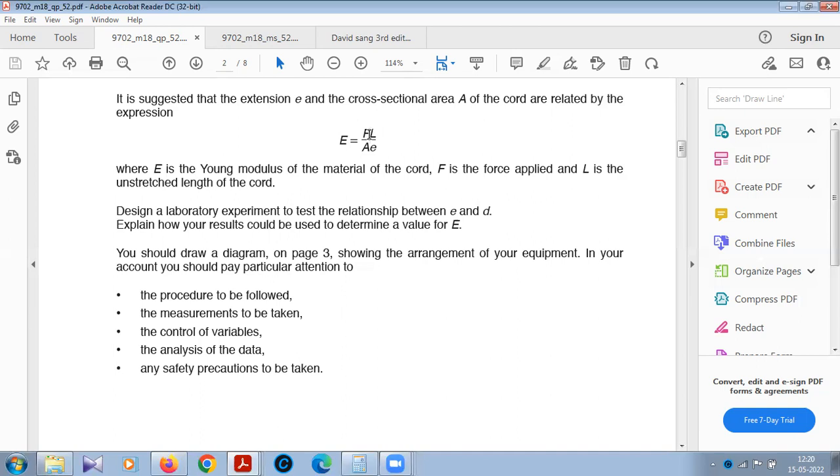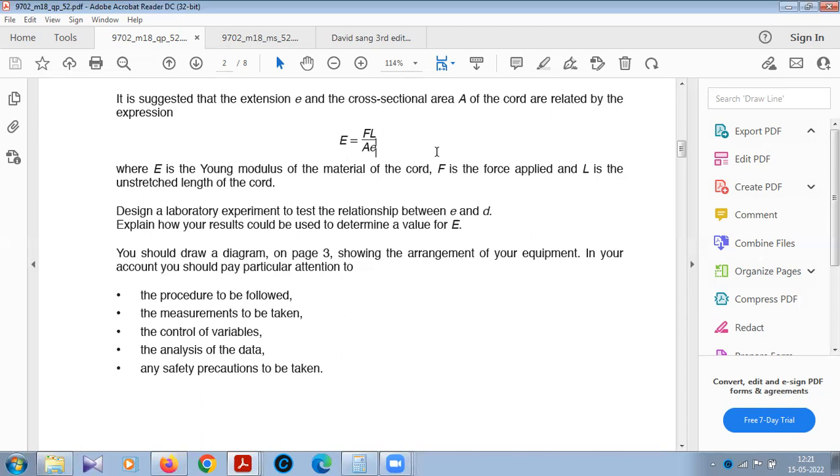If I keep the mass constant, the force will be equal to the weight of the object, that is m into g. Weight will remain constant, so the force will also remain constant, because we want to see the effect of the diameter on the extension, not the effect of varying force. So we keep force, length and material constant. We are varying only the diameter. If diameter varies, the area of cross section will vary, and the extension will be different for the different diameters of rubber we are taking.